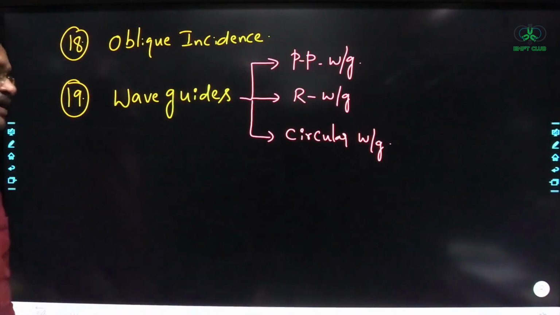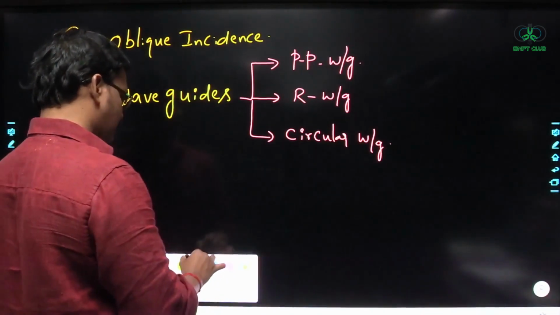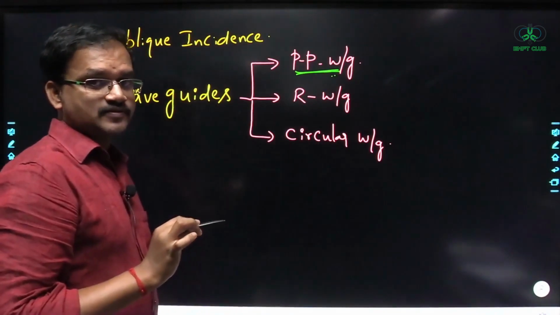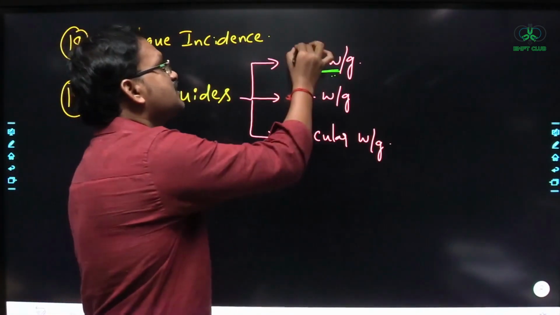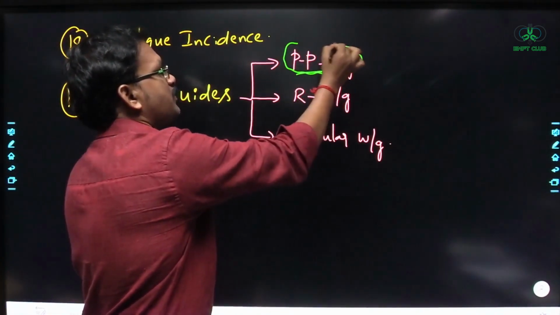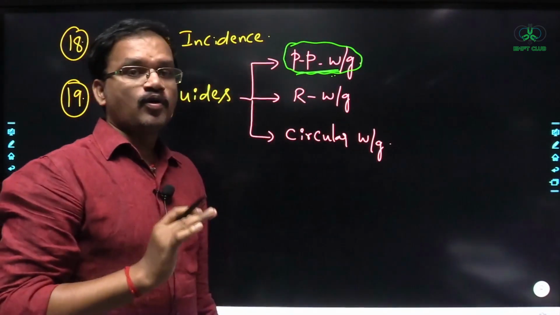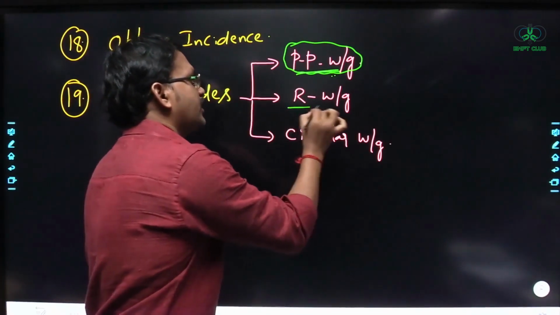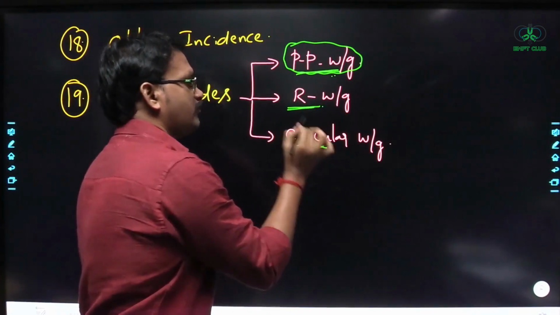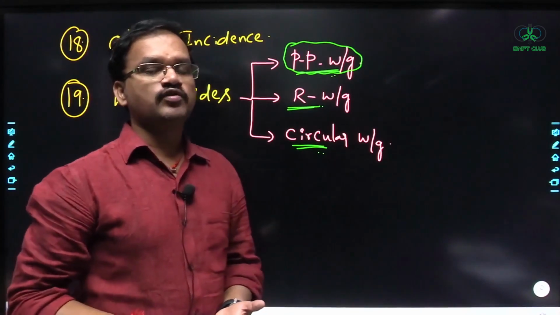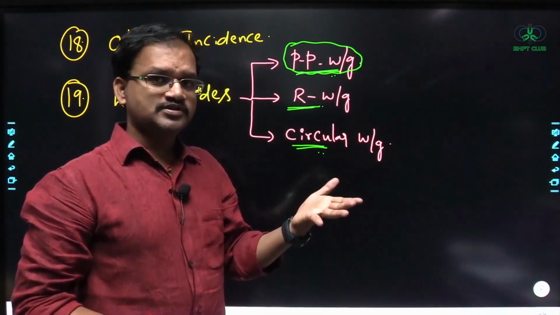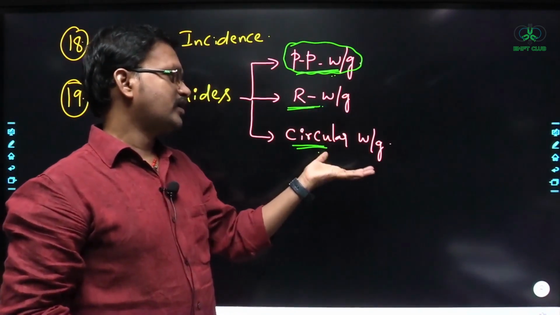Understood? Okay. See here, this parallel plane waveguide topic is not present in the syllabus. But we have to study this parallel plane waveguide because it is going to provide a strong foundation for us to understand the rectangular waveguide and circular waveguide. Whatever concepts we build in the case of parallel plane waveguide, the same concepts will be present for rectangular waveguide as well as what?